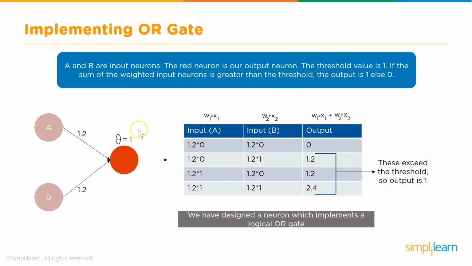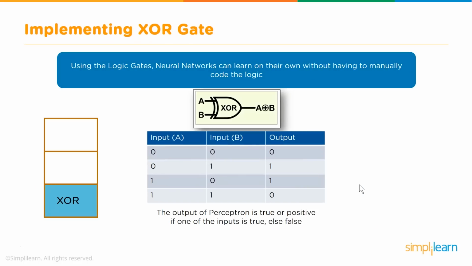2.4. So during the training process, these weights will keep changing, and at the point where W1 is equal to 1.2 and W2 is equal to 1.2, the system learns that it gives the correct output. So that is the implementation of an OR gate using a single neuron or a single layer perceptron. Now, the XOR gate.